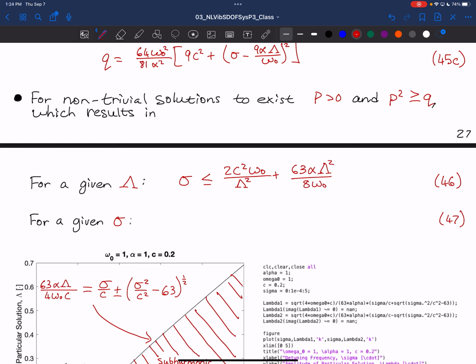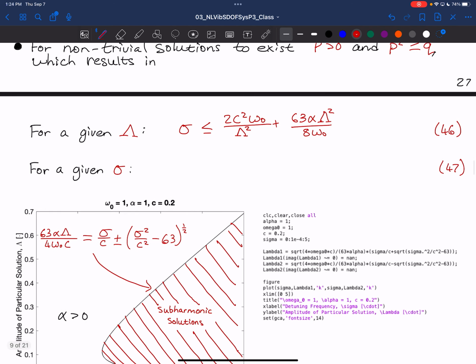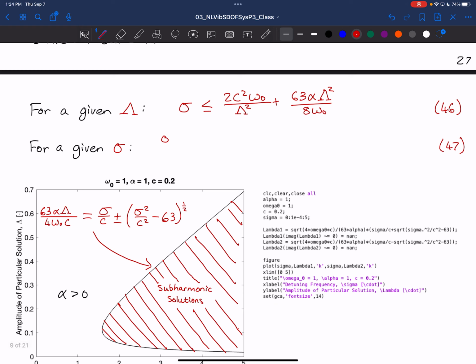Or if you're given sigma, what you can then find is that the quantity sigma over c minus the quantity sigma squared over c squared minus 63, to the 1/2, must be less than or equal to the quantity 63 alpha times lambda over 4 omega 0 c, and that must then be less than or equal to sigma over c plus the quantity sigma squared over c squared minus 63, all that raised to the 1/2 power.